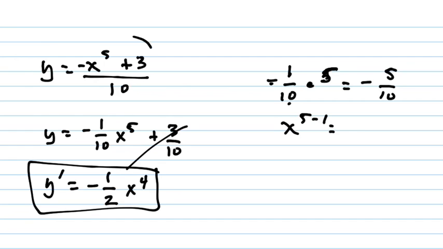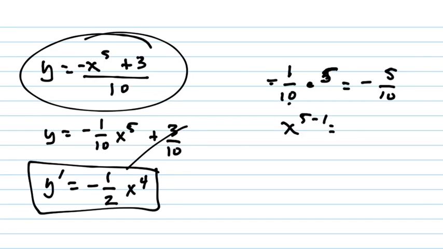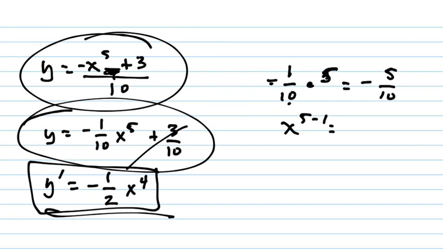So if you have one fraction with two numerators, change it into two fractions, then take the derivative. Okay?